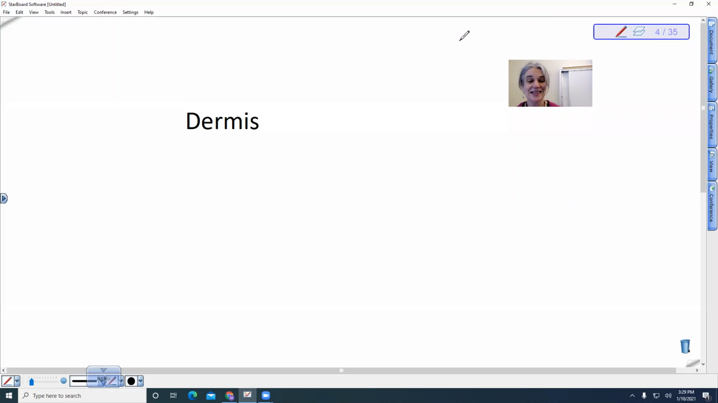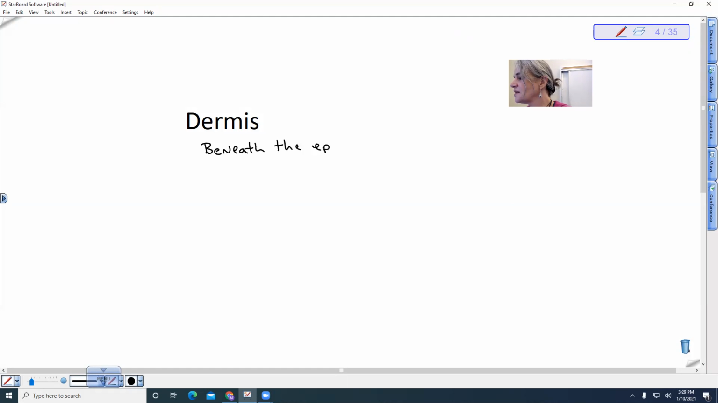Okay, so this is a lecture on the dermis, which is part of your skin. Derm actually means skin, like dermatitis. A dermatologist might study the skin. This is the layer that is beneath the epidermis.